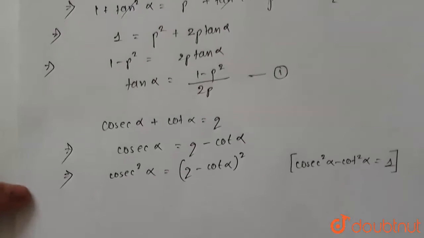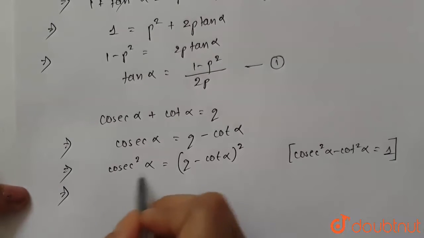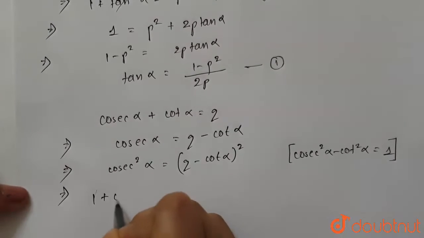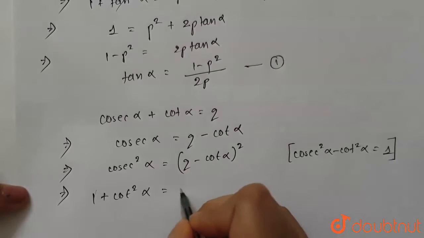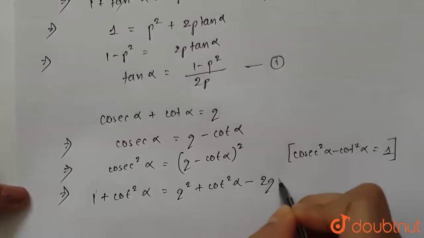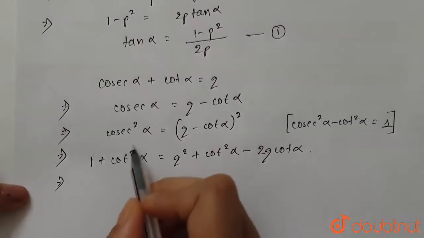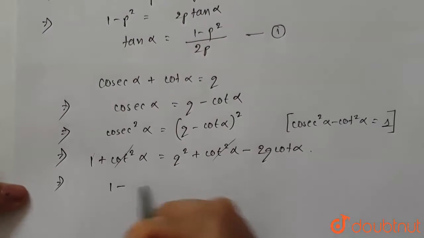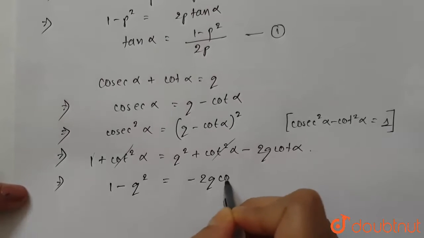So from here we can write cosec square alpha will be equal to 1 plus cot square alpha. This will be equal to the a minus b whole square, so this will be q square plus cot square alpha minus 2q cot alpha. Now from here also cot square alpha and cot square alpha get cancelled. So taking this to this side, 1 minus q square is equal to minus 2q cot alpha.